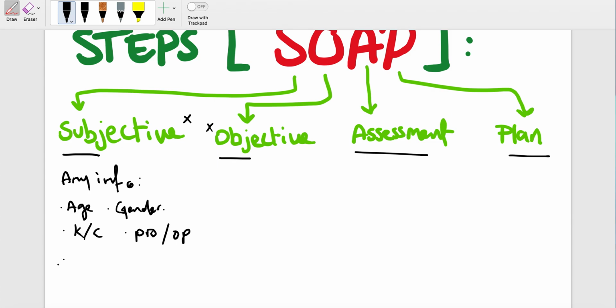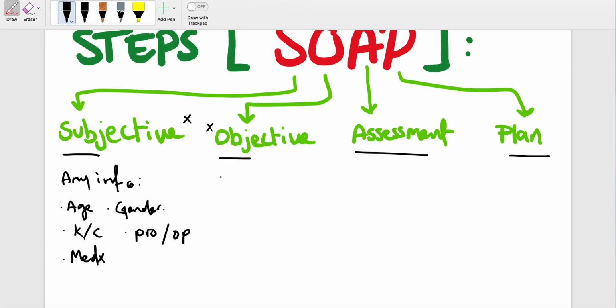And then the last part in the subjective is the medications. So any medications your patient is on, either home medications he's still taking or hospital medications he's on during his admission, even if it's only an IV fluid, should be written here, okay?